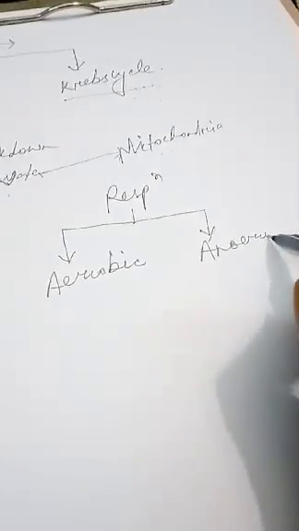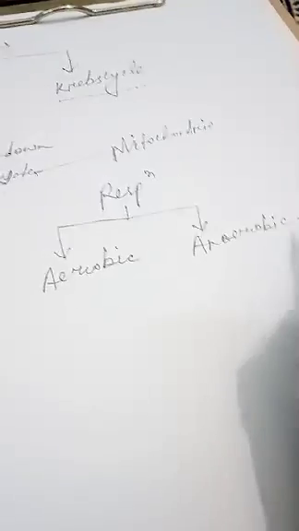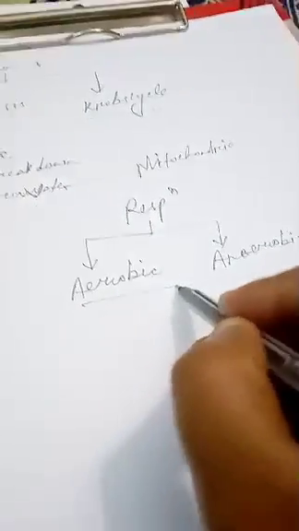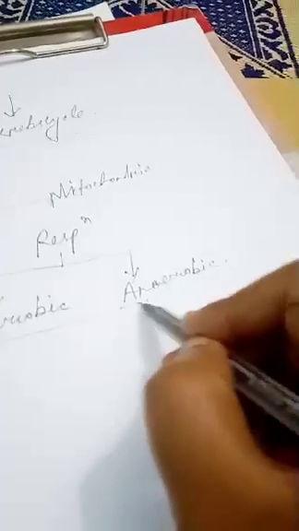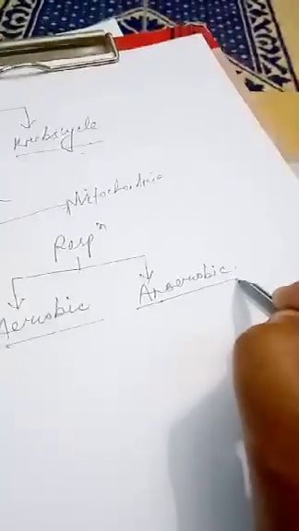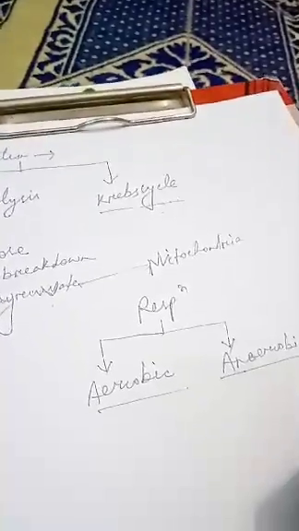So from the name only you can understand, aerobic means respiration which occurs in the presence of oxygen, anaerobic respiration that occurs in the absence of oxygen. So these are the 2 processes of respiration. One is aerobic and one is anaerobic. The chemical equation is given in your book, children.